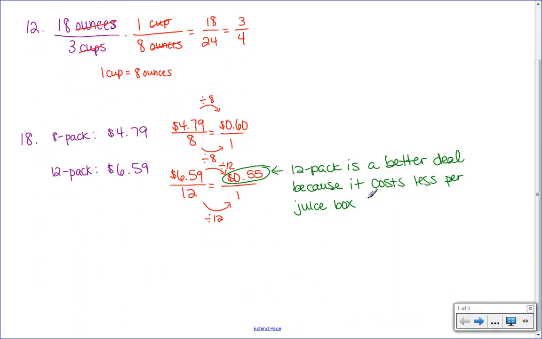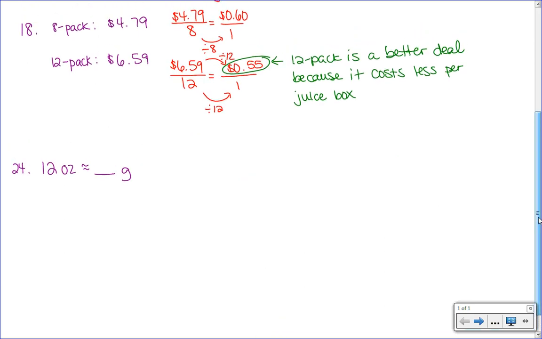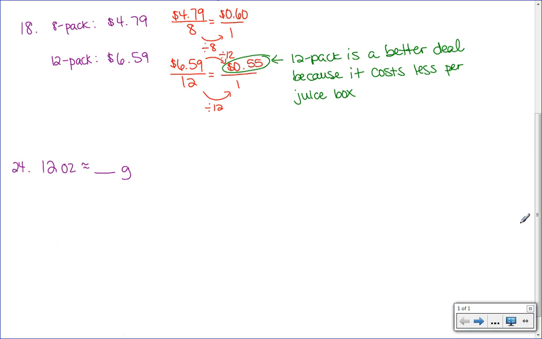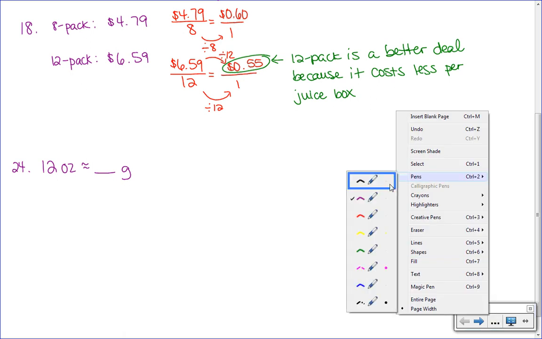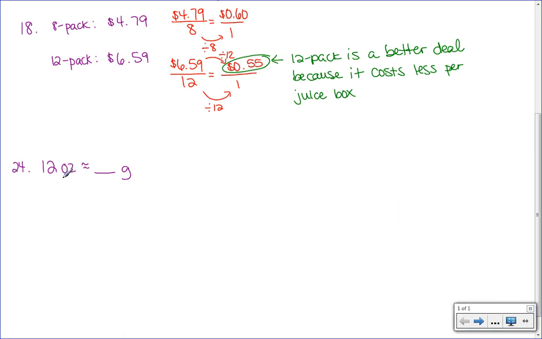The next even numbered problem is number 24. The directions for number 24 say complete each conversion, round to the nearest hundredth. And number 24 says we want to find what 12 ounces is approximately equal to in gallons. So just like we did for number 12, you may want to look back in the back of your book to get the correct conversion factors for ounces to gallons.